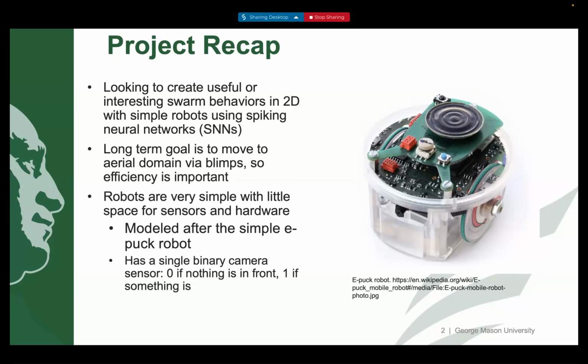The robots in the simulator are very simple with little space for sensors and hardware. It's modeled after the Epoch robot, which is pictured here. It basically has a single binary camera that's a 0 or 1, and it doesn't have any means to communicate or talk to anything. So, a very, very simple design, just these 2 wheels.